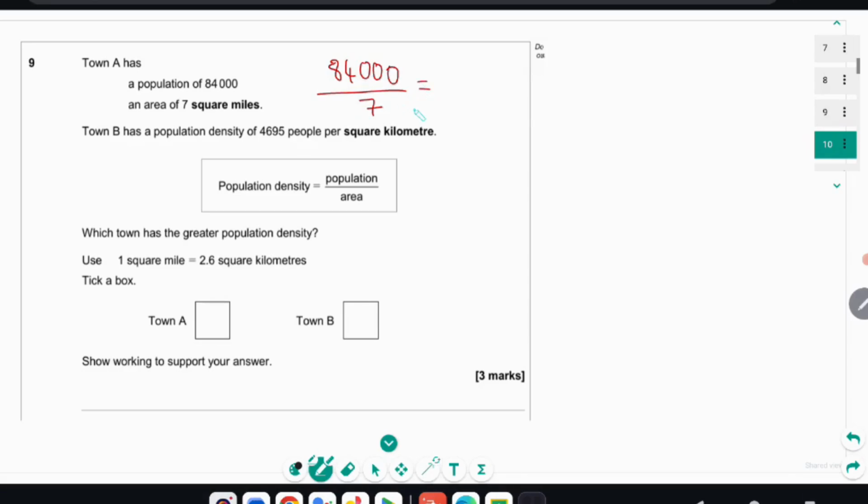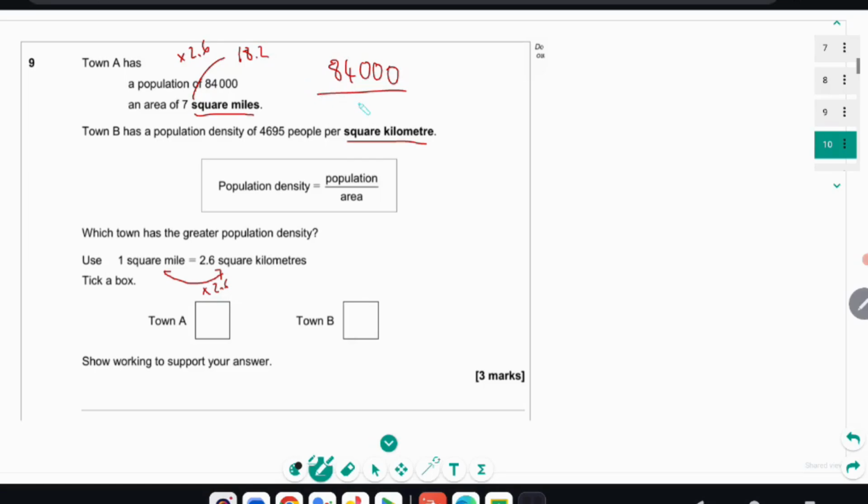Aha, no. Before we do this, let's just look at these inconsistent units here, which are in bold. We need to compare them, so these need to have the exact same units. 1 square mile is 2.6 square kilometres. So if I times my square miles by 2.6, I get my square kilometres. Let's times this by 2.6. That gives us 18.2 square kilometres.